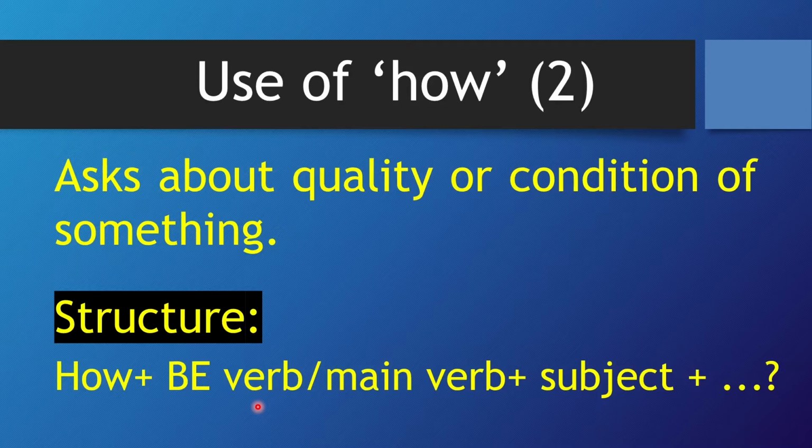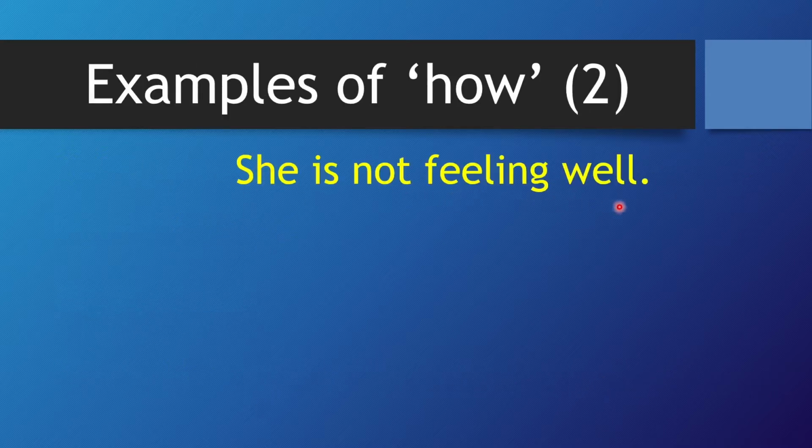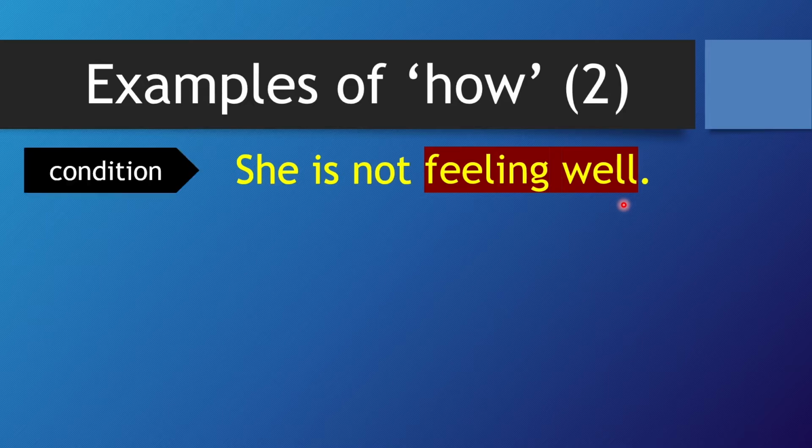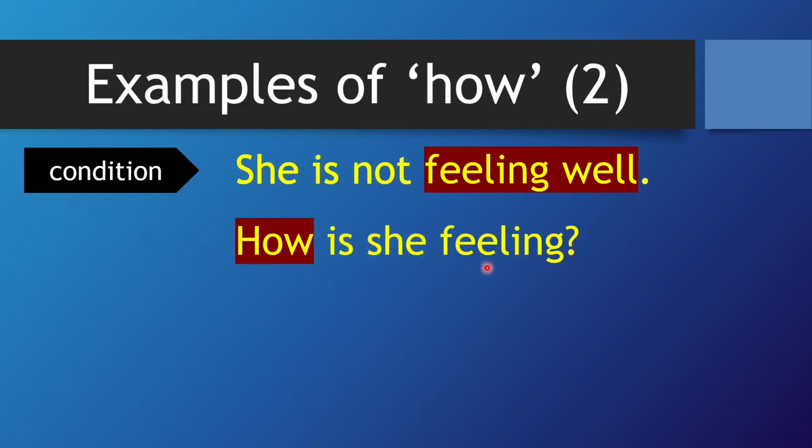Now let me give you examples. She is not feeling well. So feeling well is highlighted because it is showing the condition, her physical condition. How is she feeling? She is not feeling well. The question will become, how is she feeling?